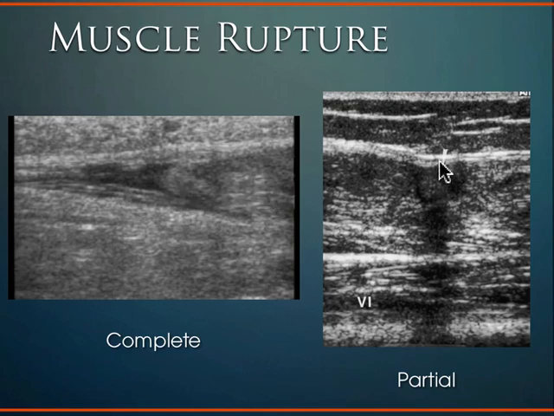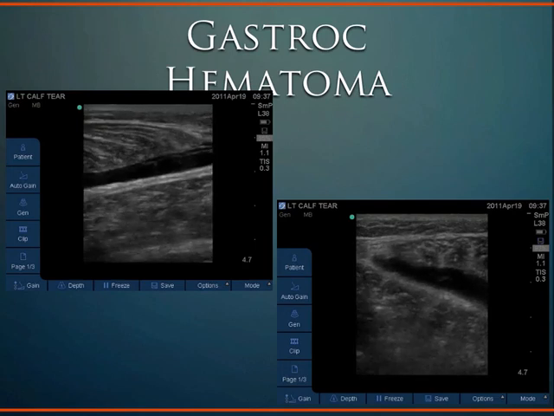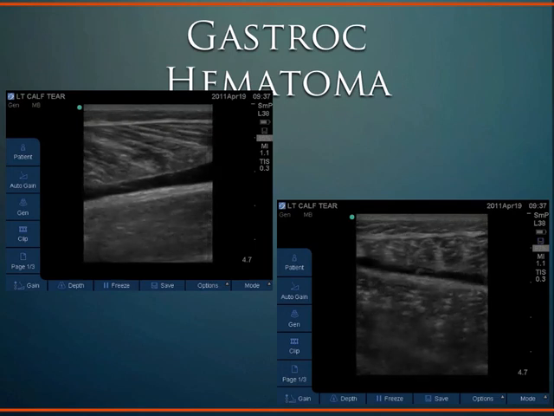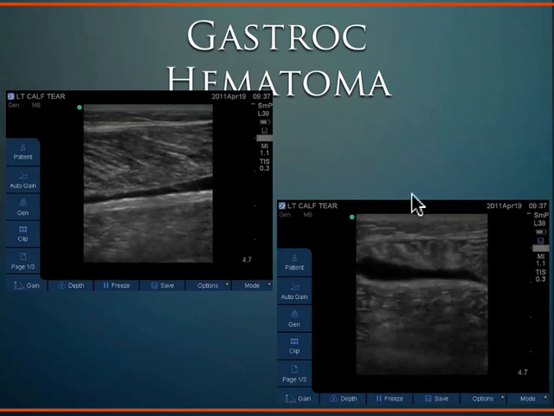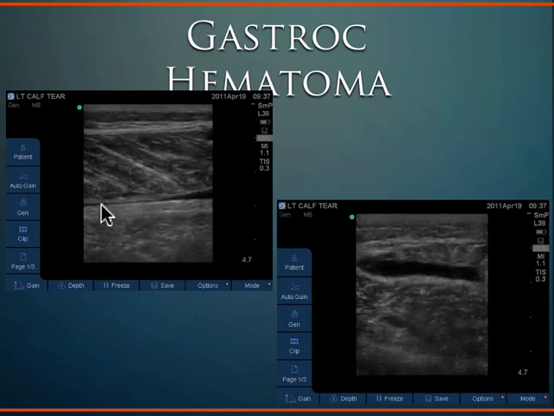Partial tear, you're going to see maintenance of those connective tissue fascial planes, but you're going to see that kind of intrasubstance partial tearing of the muscle. Again, just disruption of the muscle tissue and maybe localized hematoma. This is a patient I saw just a couple weeks ago, calf or gastroc tear with corresponding hematoma. So I'm just moving through the spectrum of the hematoma through here, and we'll replay that image.